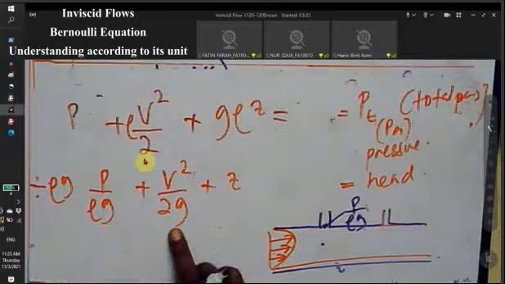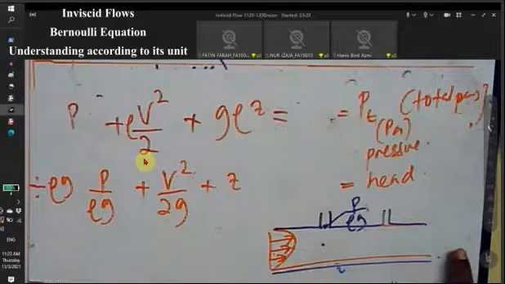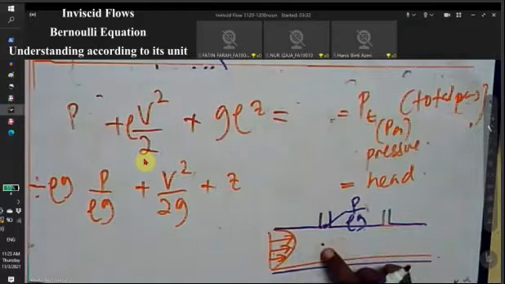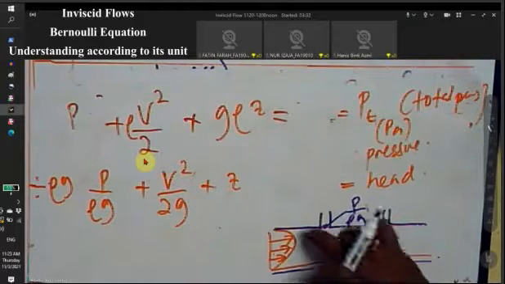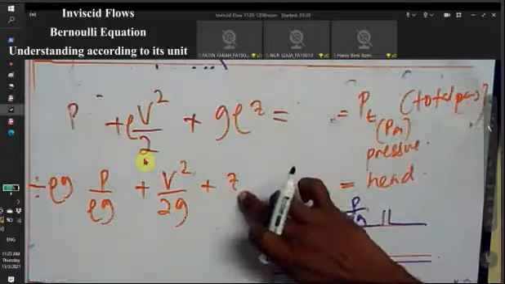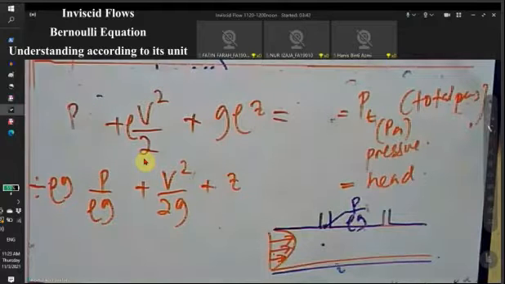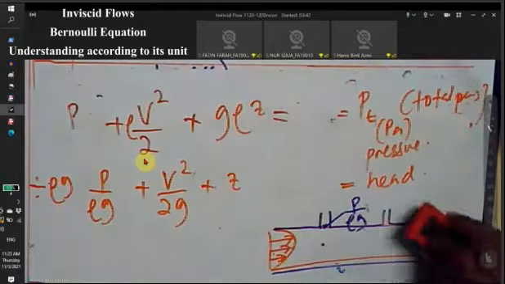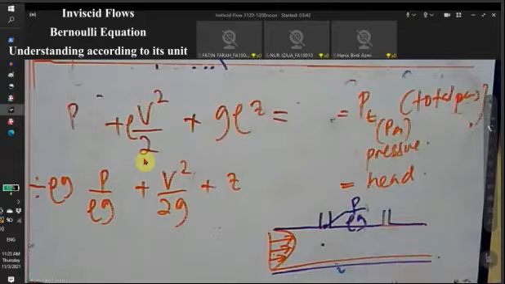And then we have the dynamic head, which is the pressure of the fluid as it moves, right? And Z will be the head here. If the pipe is going up like that, we have another different pressure due to this head, right?